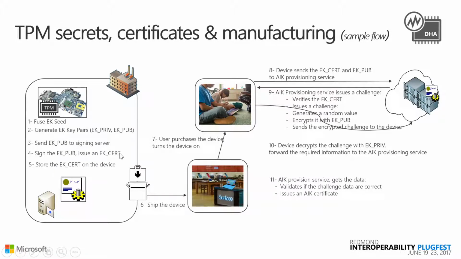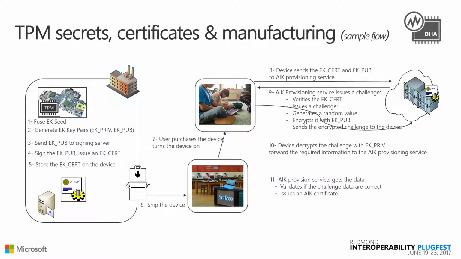Now, let's look at the manufacturing flow. Here's the factory. Basically, every TPM has a unique identity. When it is created, there are a series of secrets that get fused, and they are used to create a series of key pairs. Now, the EK key pair in the factory gets signed by the manufacturer. So this is how, by checking who signed the EK certificate, we could see who manufactured it, and we could see if that is a trusted manufacturer.